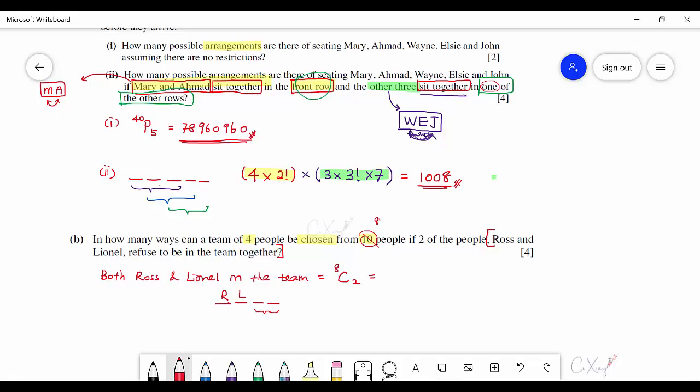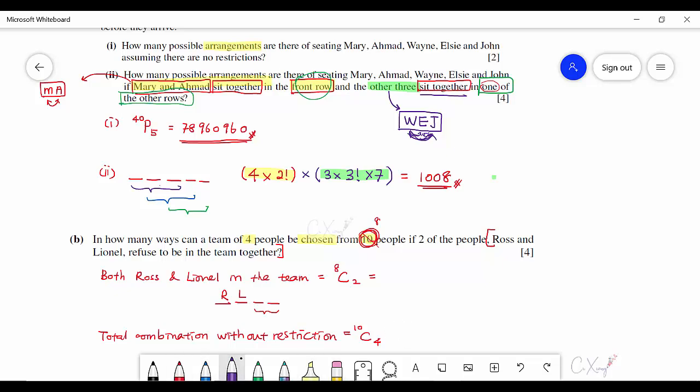And now I want to consider the total combination without restriction. Okay, so the answer will be very straightforward. You have 10 people originally, and you want to choose 4 to form a team. So it will be 10C4 for the total combination without restriction.